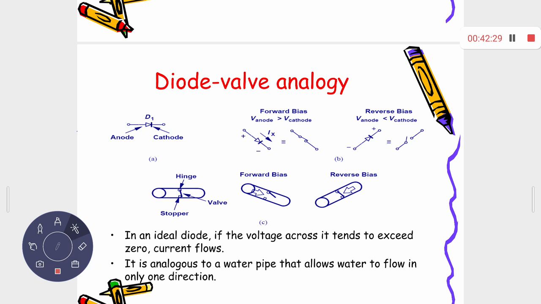Having understood this, now can you find out something which is analogous to this operation? Yes, hopefully, some valve. Suppose some valve is present inside some pipe, and the stopper is present there. Then you expect that the flow of liquid will be there from this side to that side. This will be allowed. But there should not be any flow of liquid from the other side to this side.